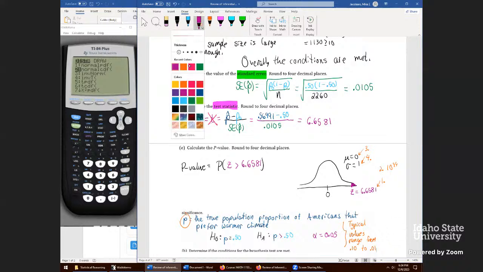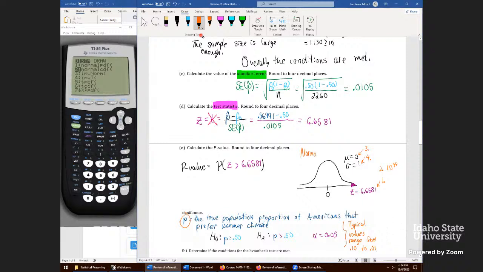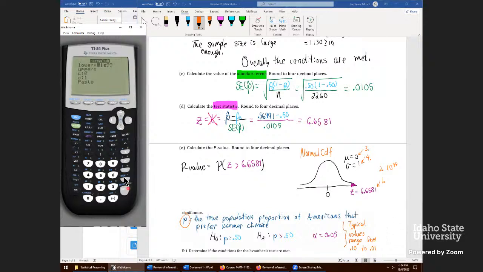Let's add one more bit to these notes. Here we'll use normal CDF in the calculator. And again, that's why writing Z is so important as opposed to T. I'll leave this error here X'd out just as that reminder. So normal CDF will be option number 2 in the calculator. Lower value is 6.6581. Our upper is 10 to the power 99. And everything else is already set.